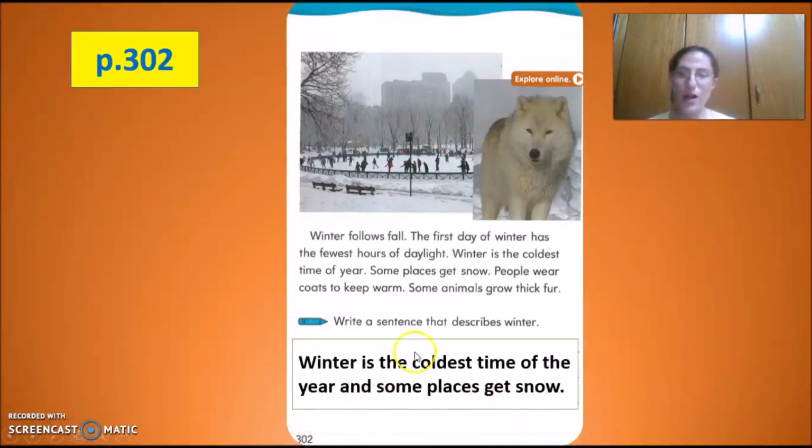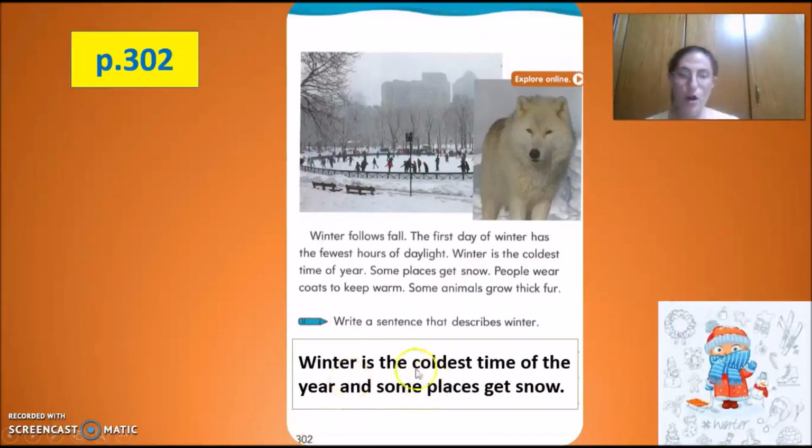So you pause the video and you copy it neatly and properly on page 302. Clear? Winter is the coldest time of the year and some places get snow. That's why during the winter season we wear scarves, bonnets, and gloves to stay warm in addition to the thick jacket. Clear? So far so good? So winter is the coldest time of the year and some places get snow.